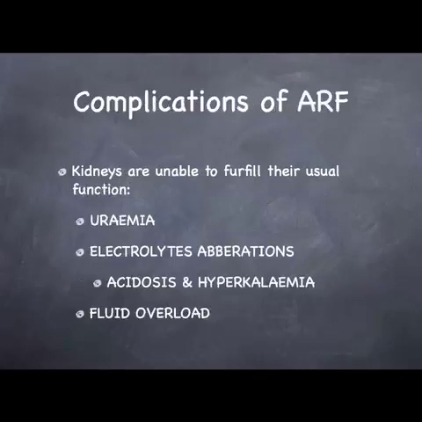The important complications of acute renal failure really stem from the fact the kidneys are unable to fulfill their usual function. Therefore, you develop a uremia, electrolyte aberrations, most importantly acidosis and hyperkalemia, and fluid overload, as the kidney is not producing significant urine.